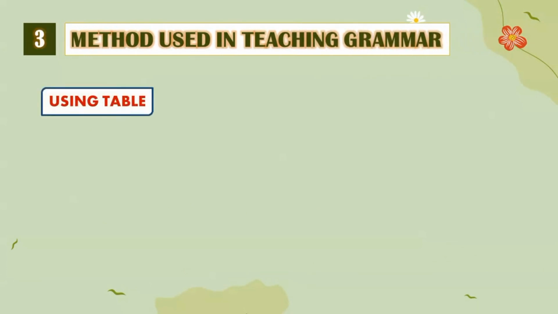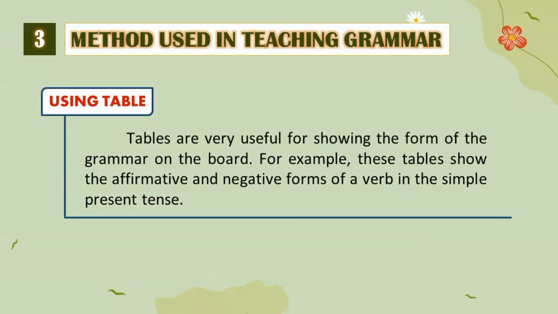The second method is using tables. Tables are very useful for showing the form of the grammar on the board. For example, these tables show the affirmative and negative forms of a verb in the simple present tense.